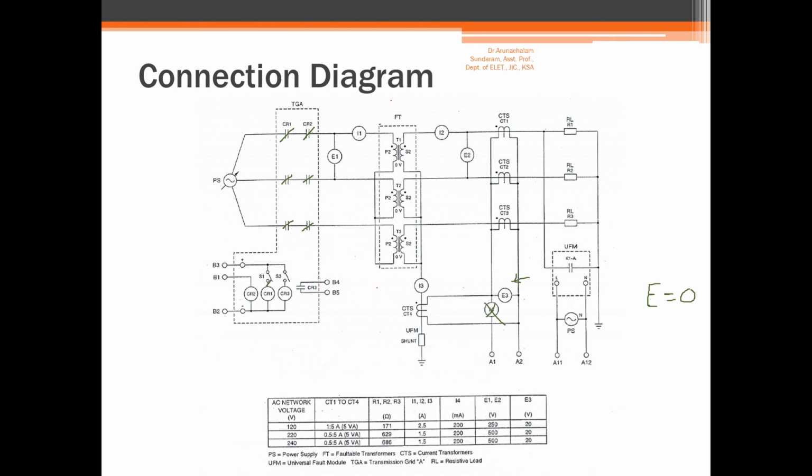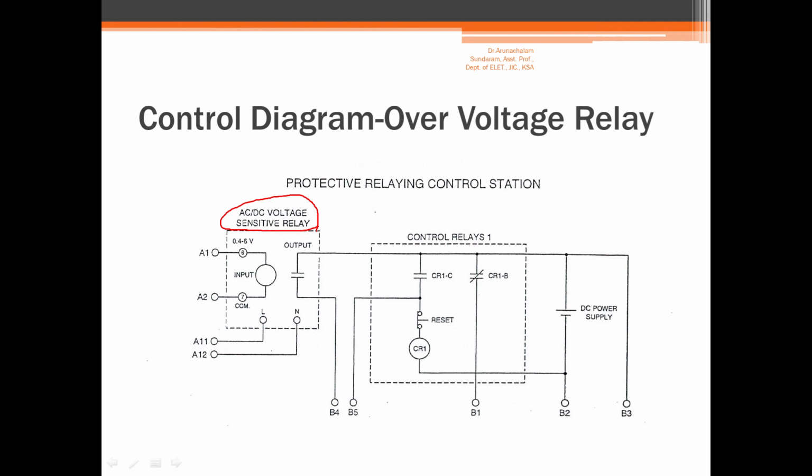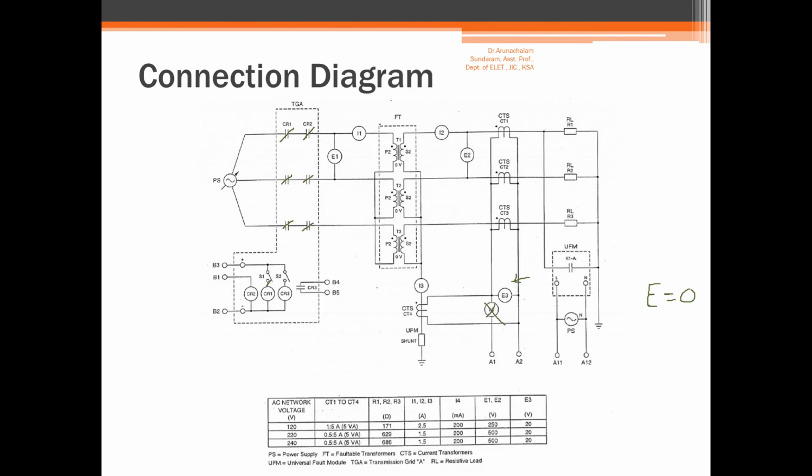So in the second part of the experiment we are going to work with a voltage sensitive relay, and the same explanation applies here. When there is no fault, this contact will be open. But when there is a fault and CR3 is open, you can see a red color light. And all other explanation I gave for the over current relay also is applicable to the over voltage relay. And this completes the two parts of the experiment.